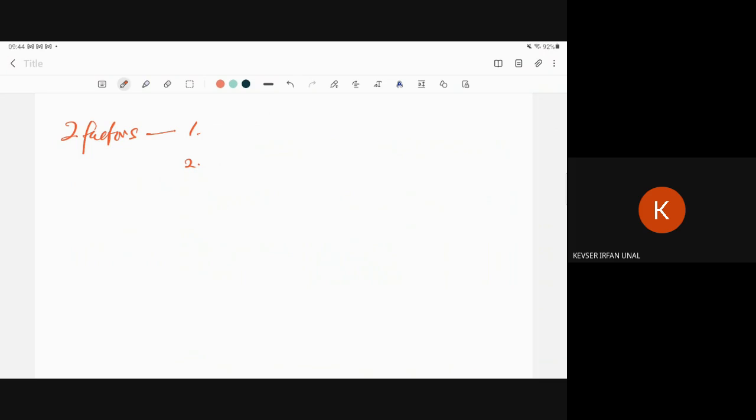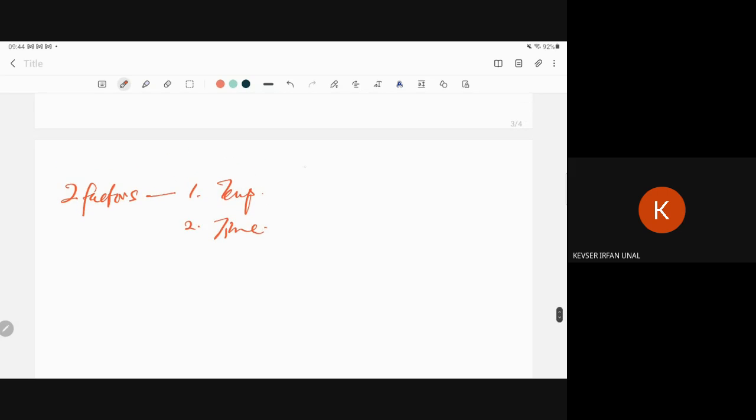So you have two factors, right? The first one is temperature, only one level. The second one is time. For the temperature, you have only 60 degrees C. For the time, 10 minutes, 20 minutes, 30 minutes.